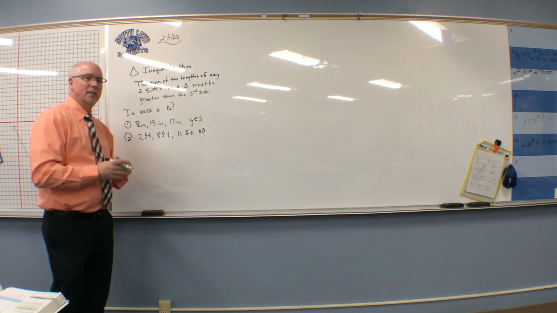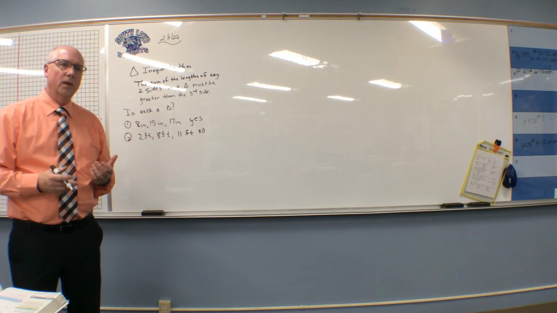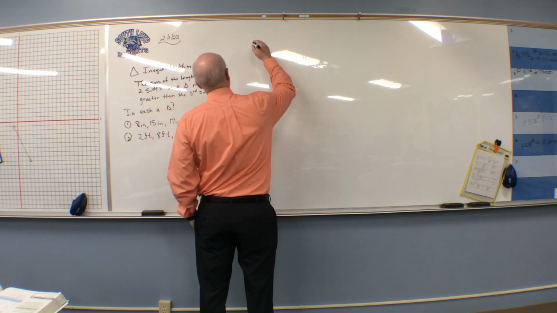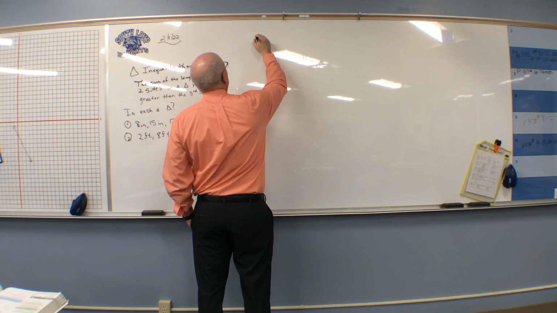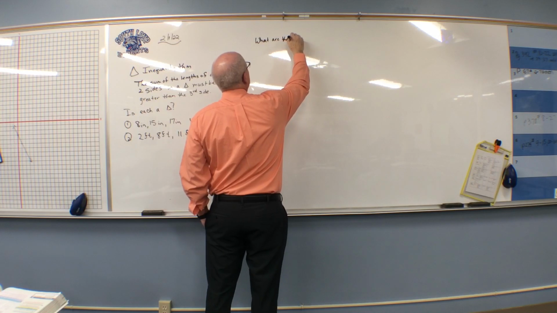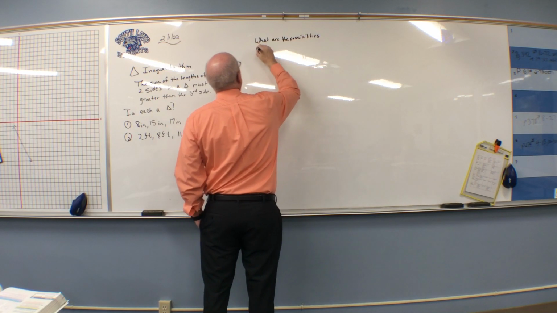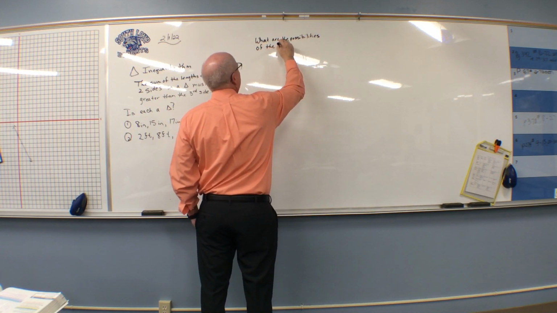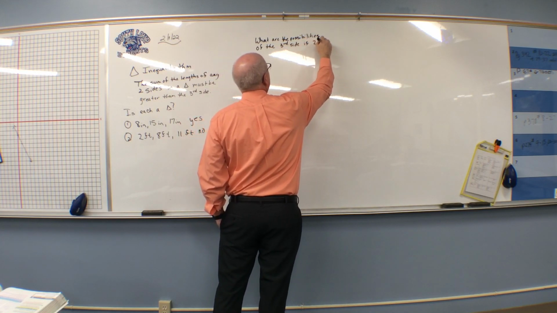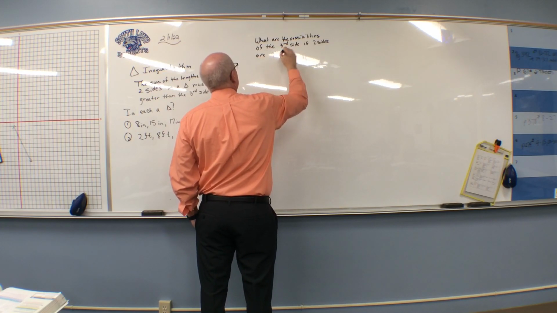So my question is, if I gave you 2 sides of a triangle, could you find the possibilities for the third? I'm going to give you 2 sides. The question will say, what are the possibilities of the third side if 2 sides are given? All right, so we're going to talk about this.